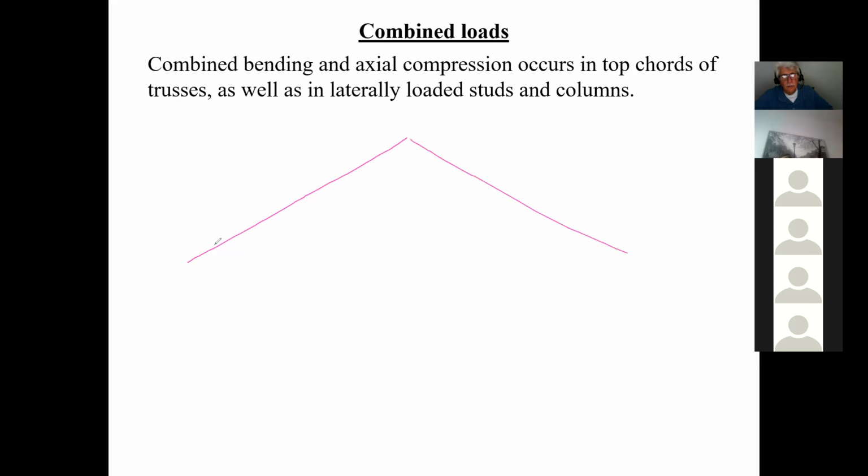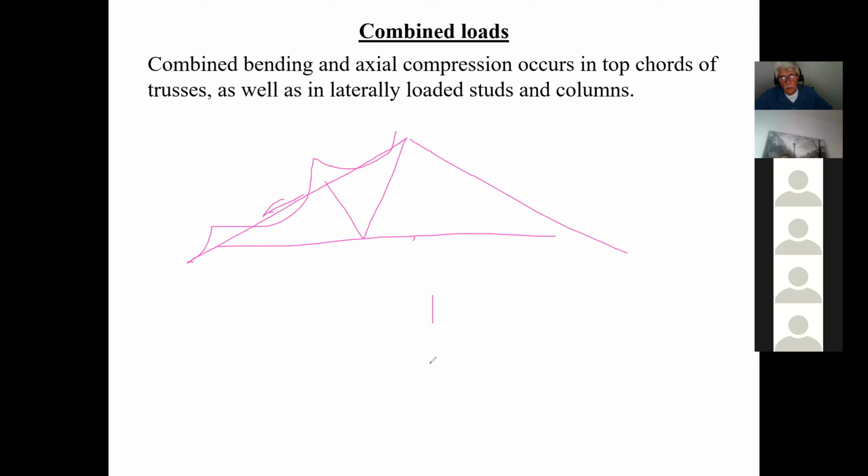So what this means is that when you have a truss like this, okay, because this member is continuous, you are going to end up getting bending moments in here like this, as well as an axial compression force in there, okay? And then also for tension members, if this is continuous, you're going to end up getting bending moments in here. So this is where you end up getting combined loads.